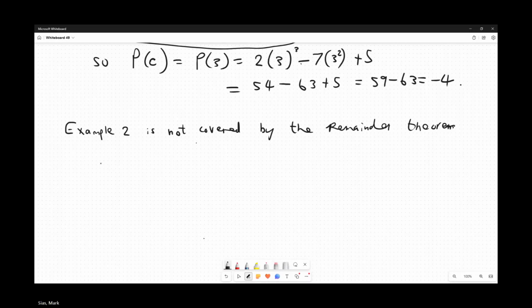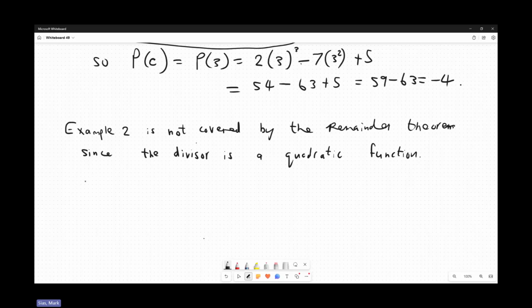I would say, let me try. I would say example 2 is not covered by the remainder theorem because example 2's divisor is a quadratic. Good, good. Since the divisor is a quadratic function, right? Good. Because that theorem deals with linear functions. Okay. So it's x minus a constant. Good. So it's not covered by that.